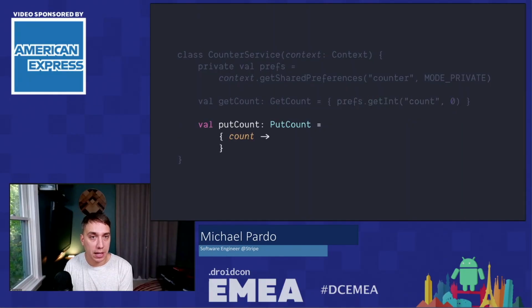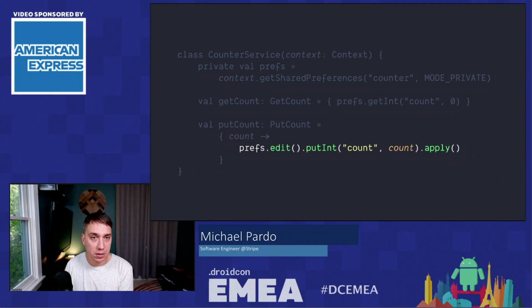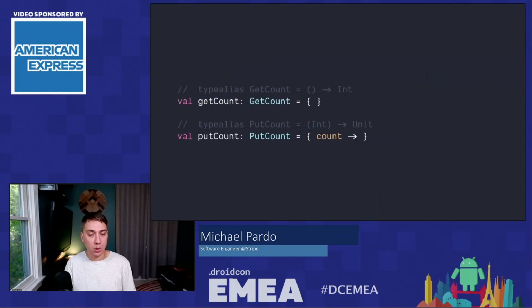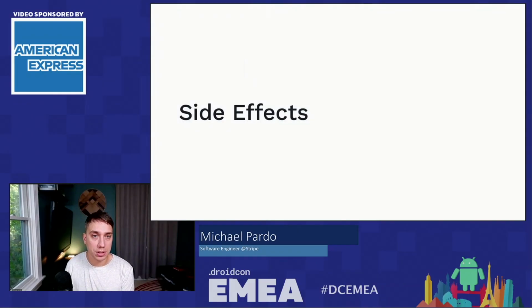Next, we create a value with type putCount. And when putCount is invoked, we save the count to shared preferences and implicitly return unit. So as you can see, we've defined ports as type aliased functions and adapters as instances of those functions. So these ports and adapters we just created run side effects by persisting the count to disk.